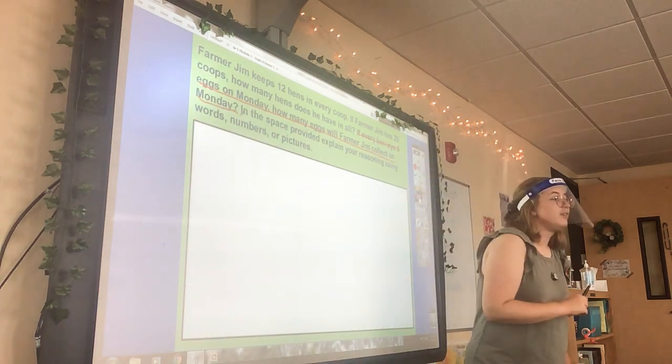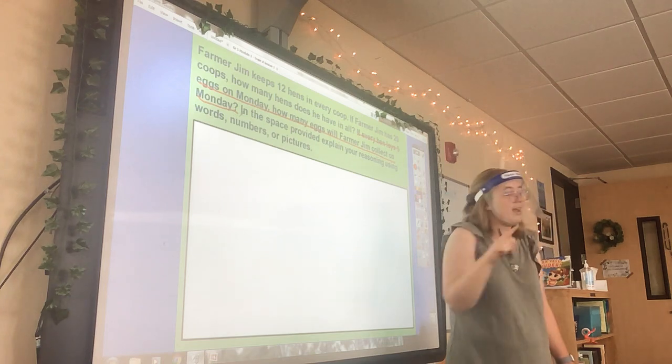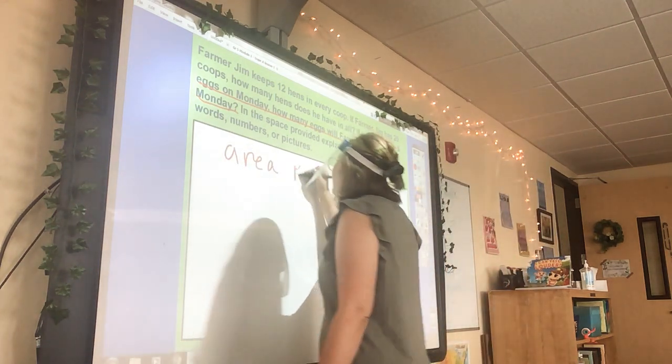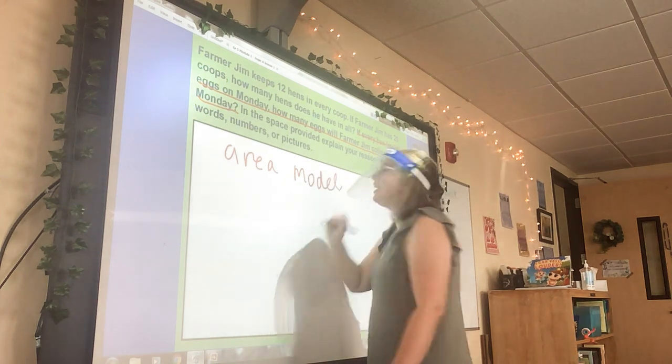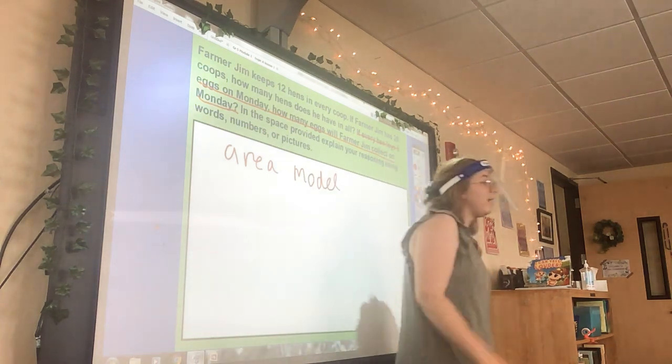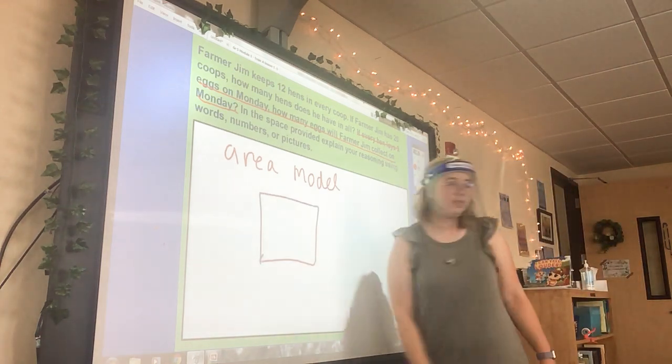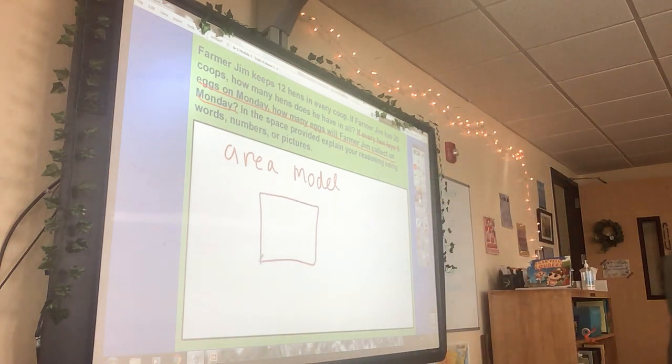Here's the thing. We're going to review a little bit from last year. I want you to solve this using the area model. If you're not sure, you may talk about it with your group. I'll give you a big hint. So, try it out. Go. You have 2 minutes to solve it with the area model.